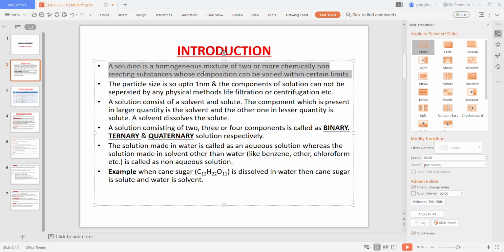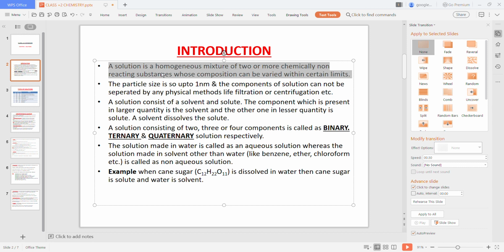You cannot distinguish or separate the components of a solution by simple physical methods. So a solution is always homogeneous. Another thing is that the components of the solution must be non-reacting. They should not react with each other.